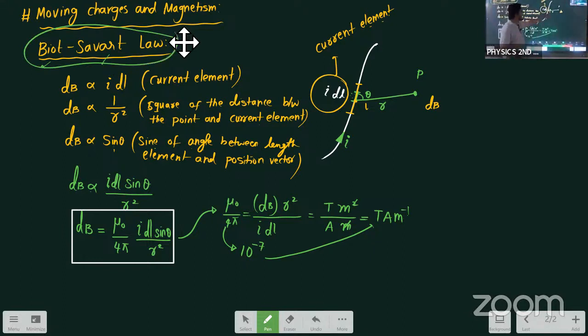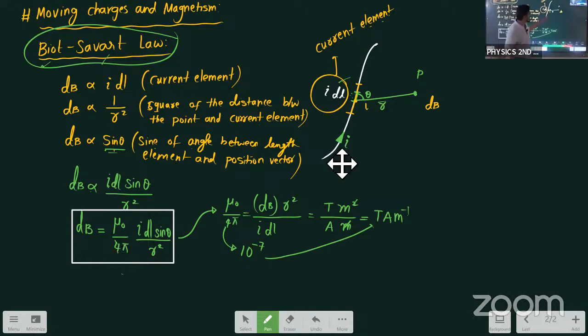According to them, the magnetic field induction generated at one particular point P is directly proportional to this current element and inversely proportional to square of the distance between them. As the distance is increasing, what is happening to the magnetic field generated? It is decreasing. Finally, they have given one more term that is called as sine theta. That is nothing but the angle between this length element and position vector r. So finally, we came to one conclusion. Small amount of magnetic field created due to this small length element is given as dB is equals to mu naught by 4 pi I dl sin theta by r square.